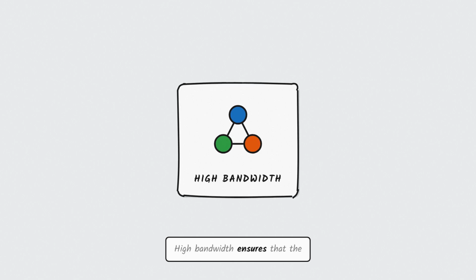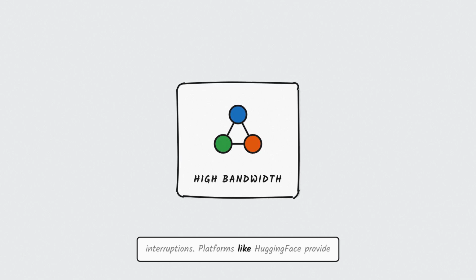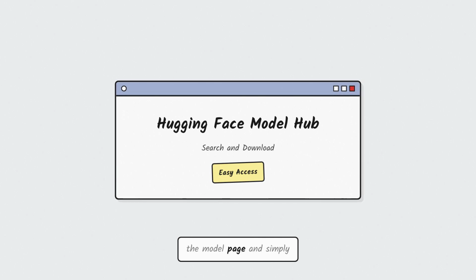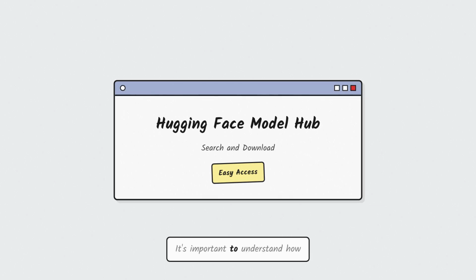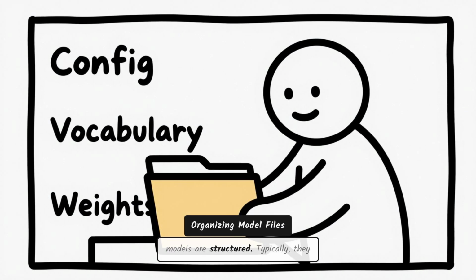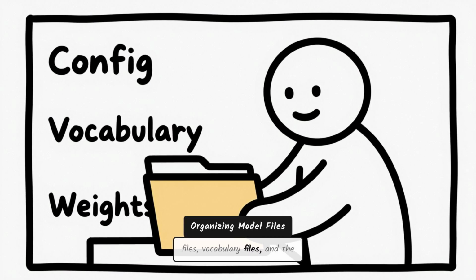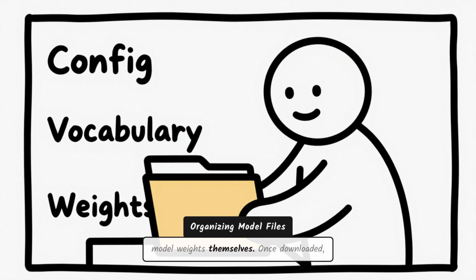High bandwidth ensures that the model downloads quickly without interruptions. Platforms like Hugging Face provide a user-friendly interface to search and download models. Navigate to the model page and simply click on the download button to get started. It's important to understand how these models are structured. Typically, they include configuration files, vocabulary files, and the model weights themselves.